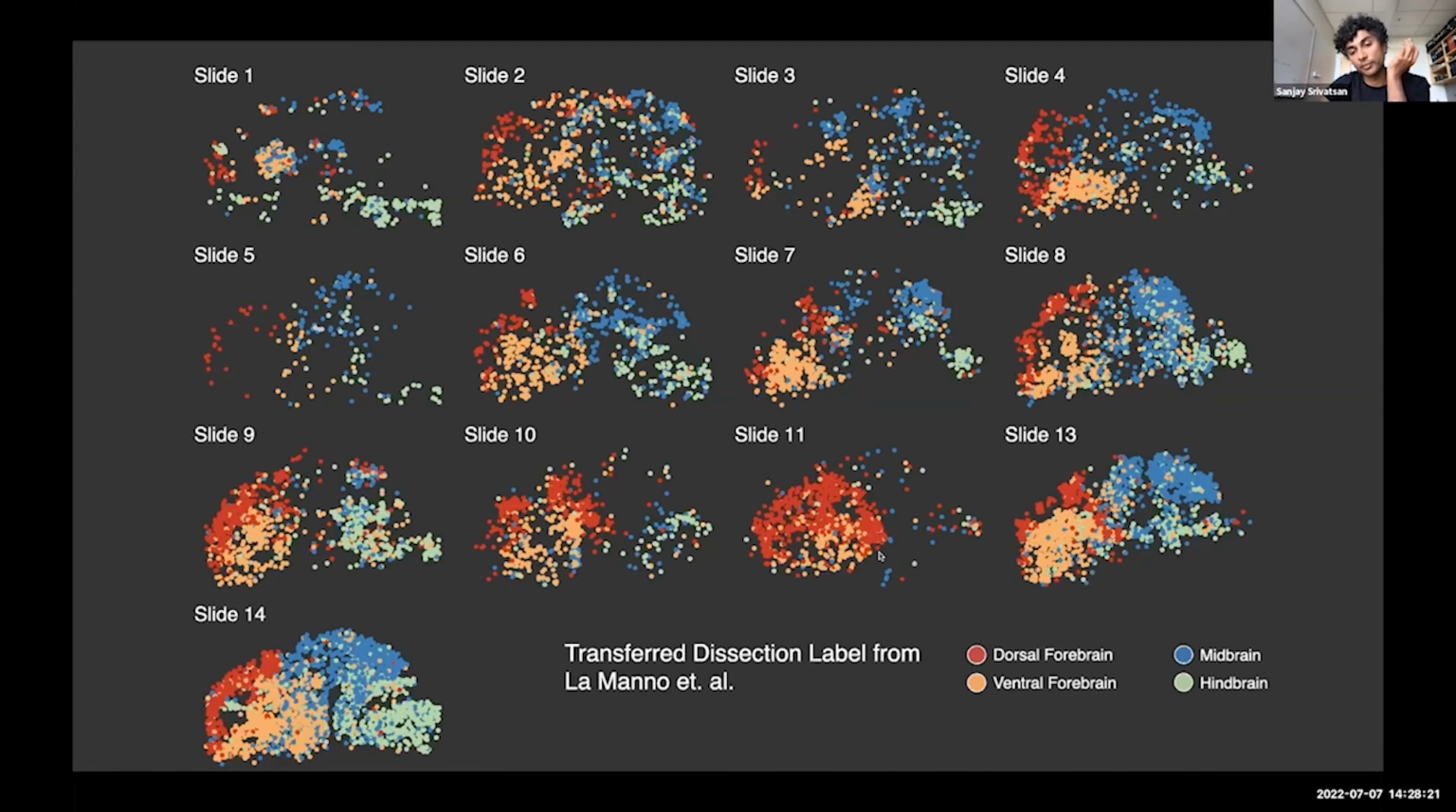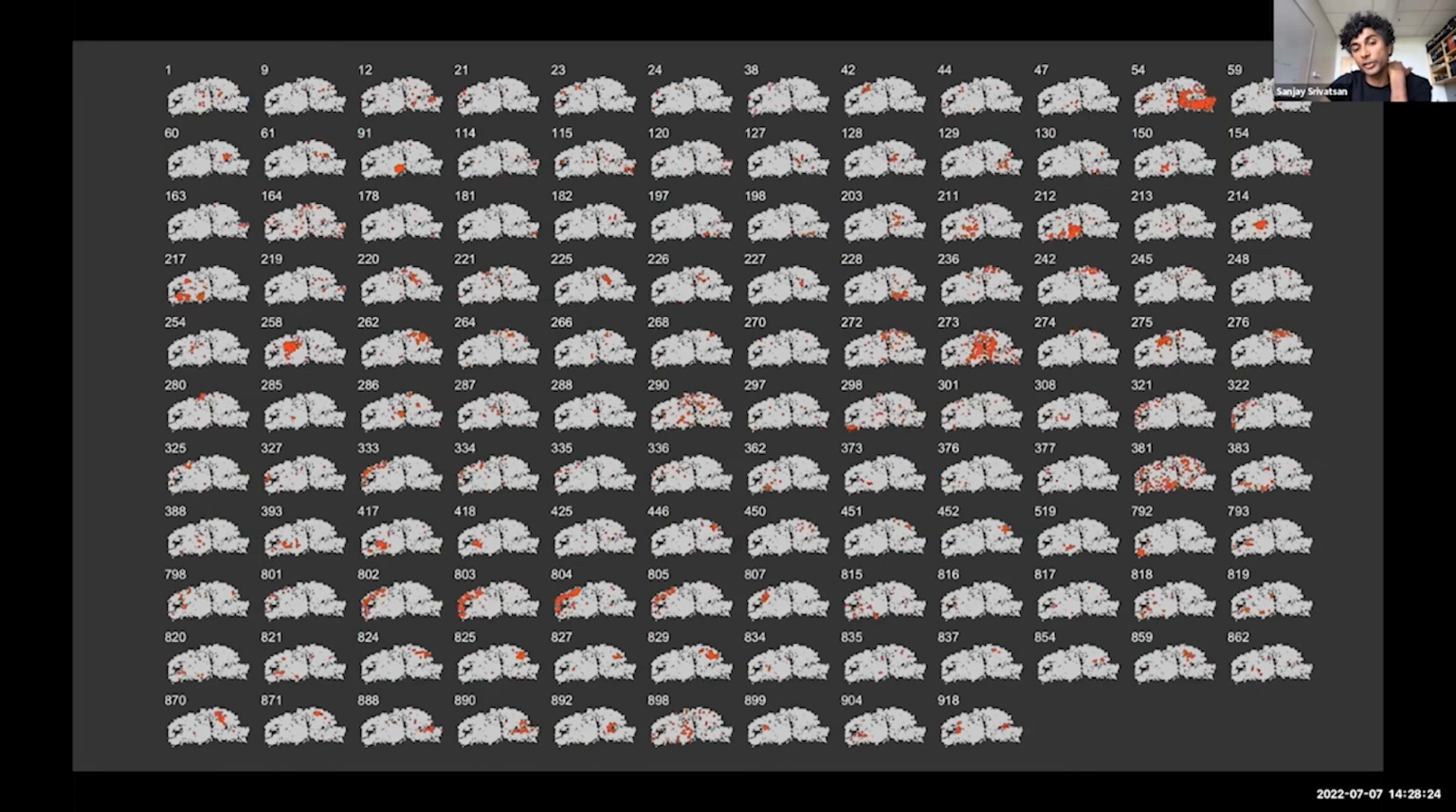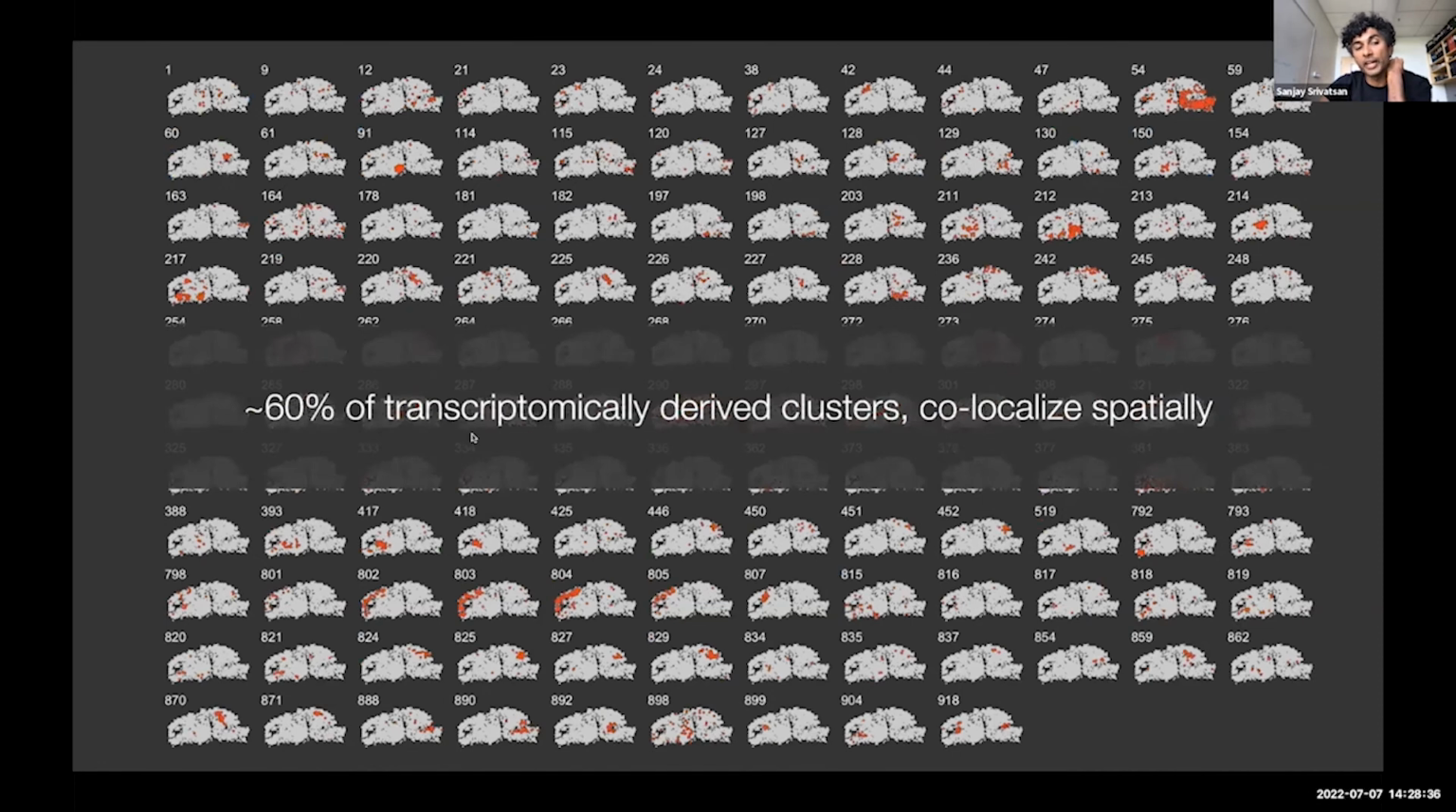And what you can do is take this one step further and look at the set of clusters that they've defined in their data set and ask how they co-localize with the spatial coordinates in our data set. And what we find is, in the brain at least, about 60% of these transcriptomically derived clusters co-localize spatially. What this effectively means is that when we look at these embeddings, they really contain a convolution of many different things, one of which can be spatial position very strongly.